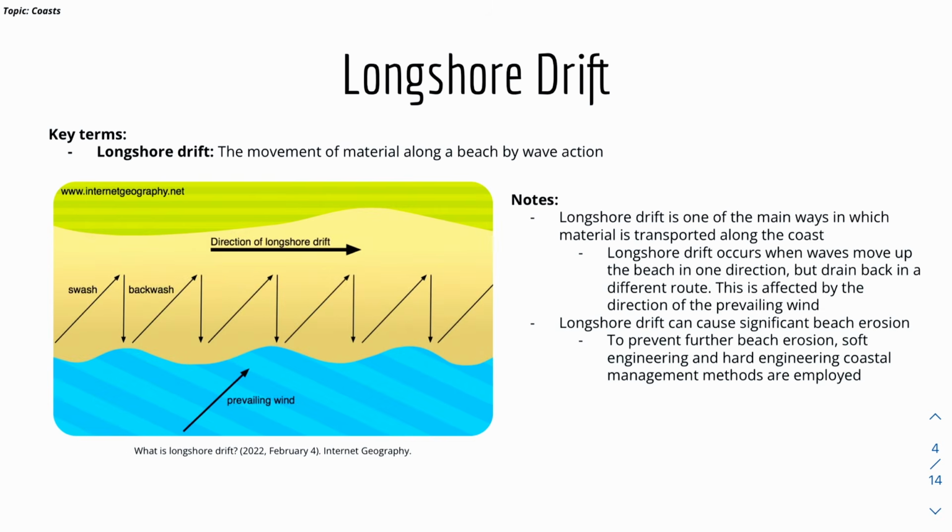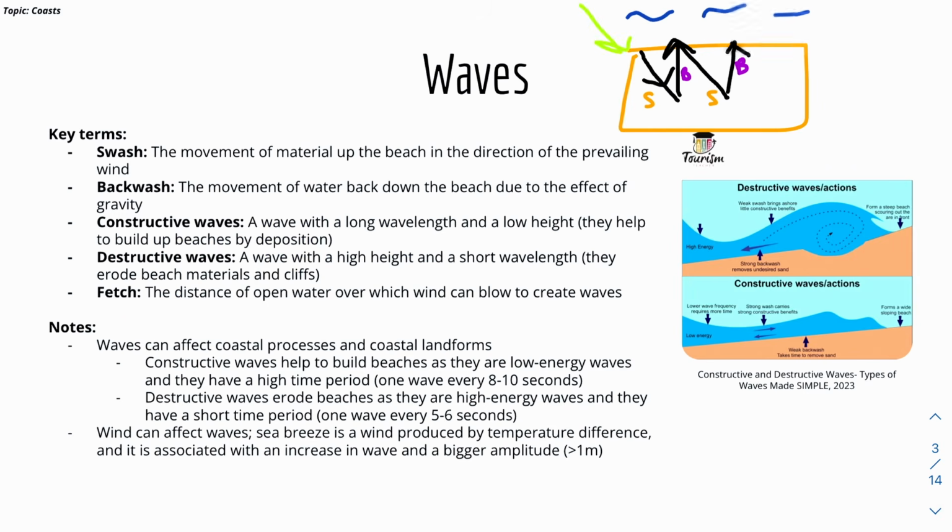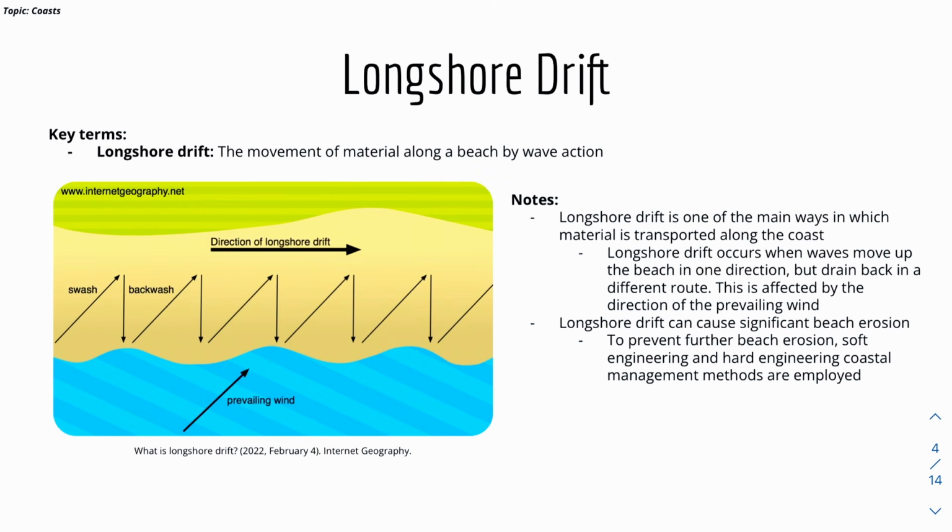Then we have longshore drift, which is what I mentioned just now. So longshore drift is a movement of material along a beach by wave action. So just now in the previous slide, I talked about the swash and backwash. So this is longshore drift. And here's a more detailed diagram. So you have the prevailing wind coming in one direction. So this causes the waves to move up in the direction of the prevailing wind, which is called the swash. Then the waves will go back down into the ocean, which is called the backwash. So swash, backwash, and this continues.